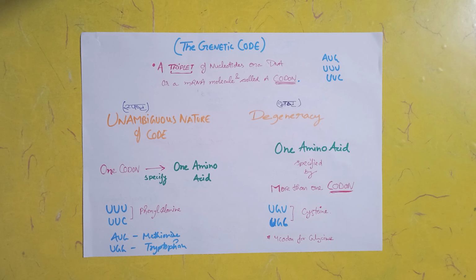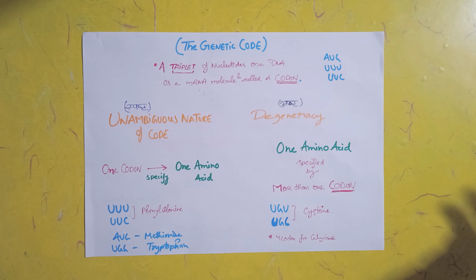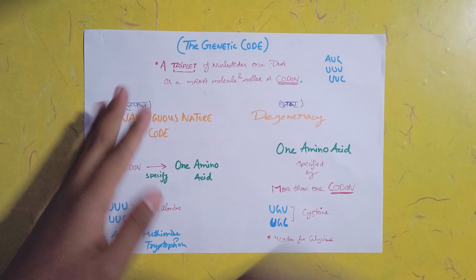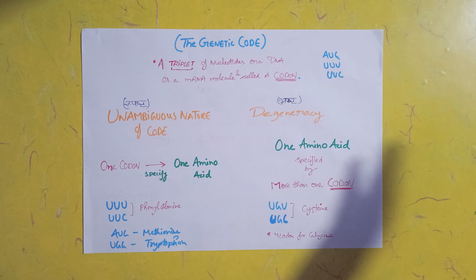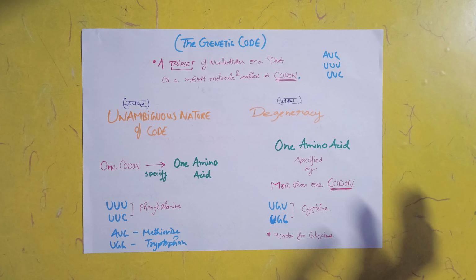So, let us begin our journey with our first video, which is one of the basic concepts in molecular genetics, the genetic code. So what is a genetic code? A genetic code is generally a triplet sequence of nucleotides on a DNA or on a messenger RNA molecule. This sequence of nucleotides is also known as a codon. That means like AUG, UUU, UUC, AGG, and so on, different sequences.